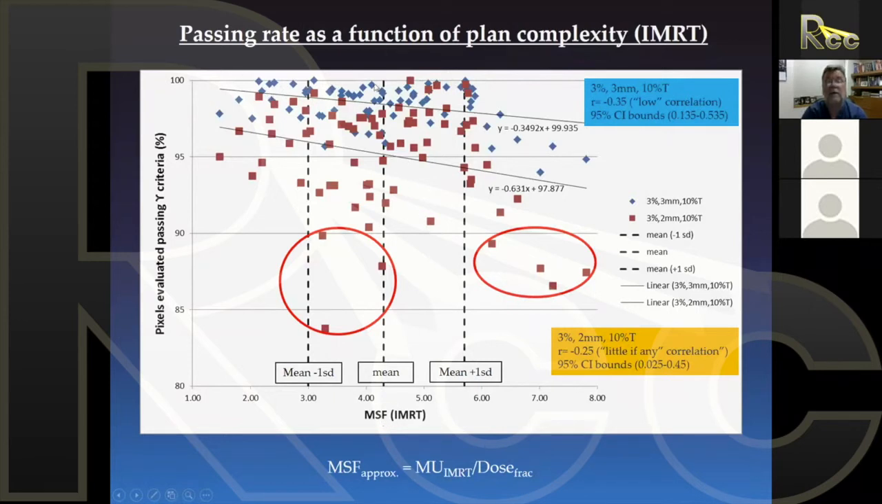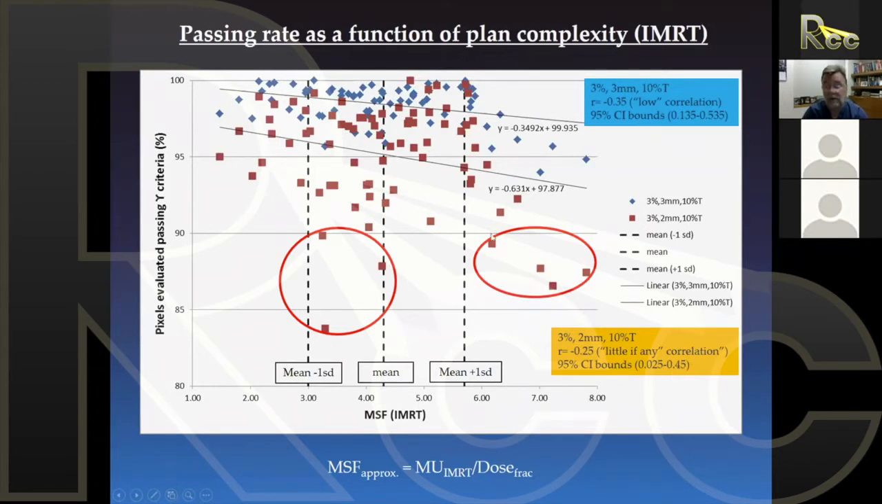And you can see here that we had very low correlation, even though there's a small drop in passing rate, nothing really significant. As we went to the tighter and tighter criteria, 3%, 2 millimeters, and here I just put in plus or minus one standard deviation around the mean value for the modulation scaling factor, just to demarcate this graph, we had little, if any, correlation.